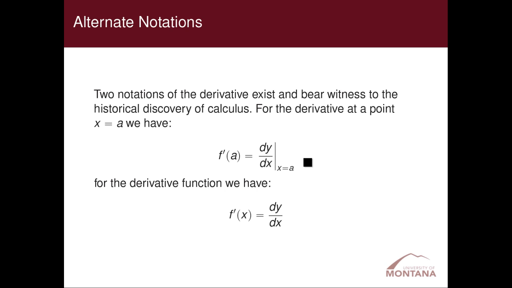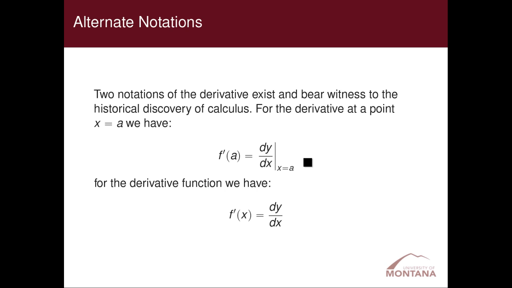The two notations exist and bear witness to the historical discovery of calculus. So the two notations are on the left and the right-hand side of the equal sign here. We have notations both for the derivative at a point, that is the slope of the function when x is equal to a. We've called that up till this point f prime of a, the left-hand side, and it turns out that notation comes to us through one of calculus's chief inventors, Sir Isaac Newton.